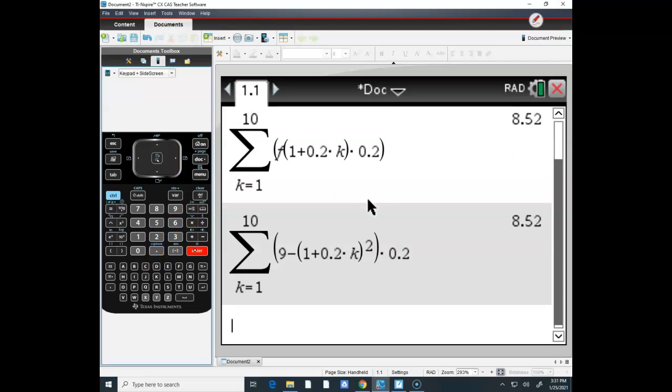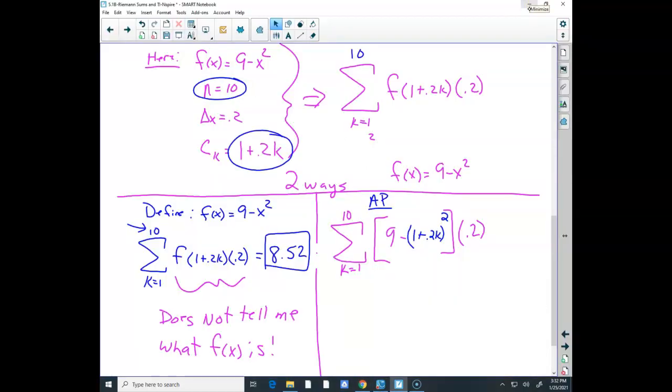But when I'm in this notation right here, this is the AP notation, you will be able to look at this and say the function is 9 minus x squared. It's the area from the interval from 1 to 3 underneath the curve, okay? And that's where we're getting. So that's where we're heading, and I'm going to minimize that down, and we can see that this same thing still equals my 8.52, okay?